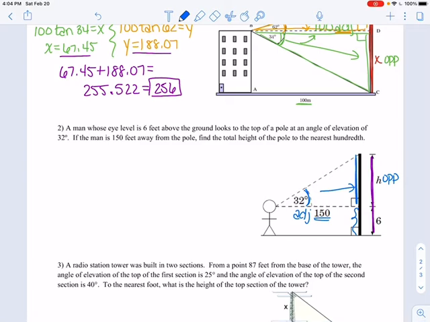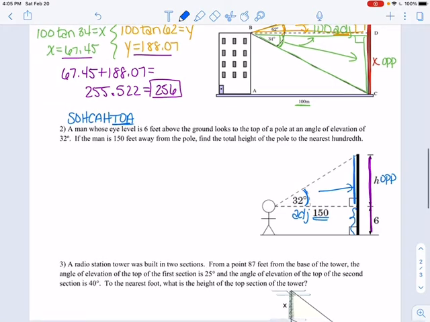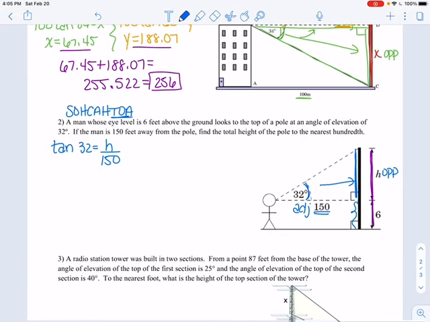So again, the trig function that deals with the opposite and the adjacent, again, only takes a second to write it, SOHCAHTOA. So the opposite and adjacent is going to be the tangent. So we're going to do the tangent again. So the tangent of 32 is going to equal H over 150. And again, we'll cross multiply and solve here. So I'm going to have 150 times the tangent of 32 is going to equal H.